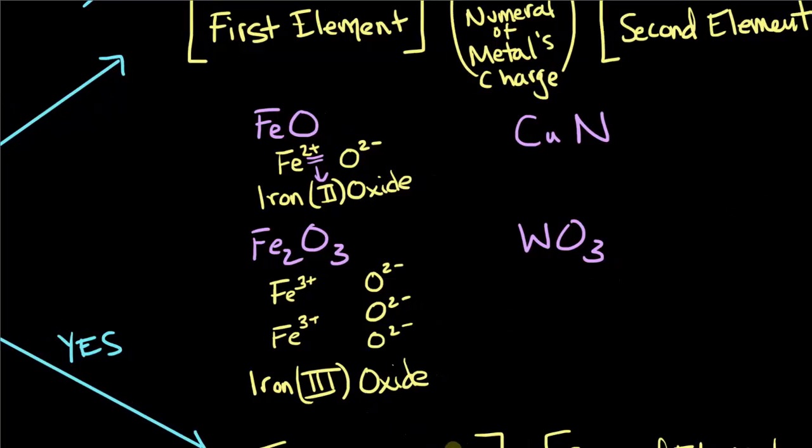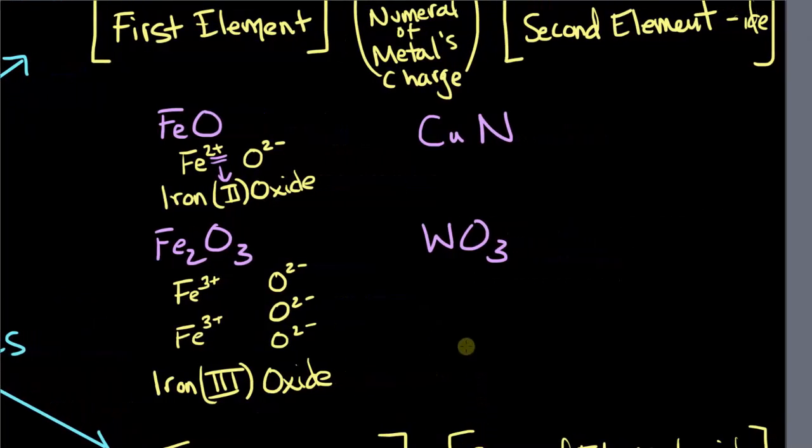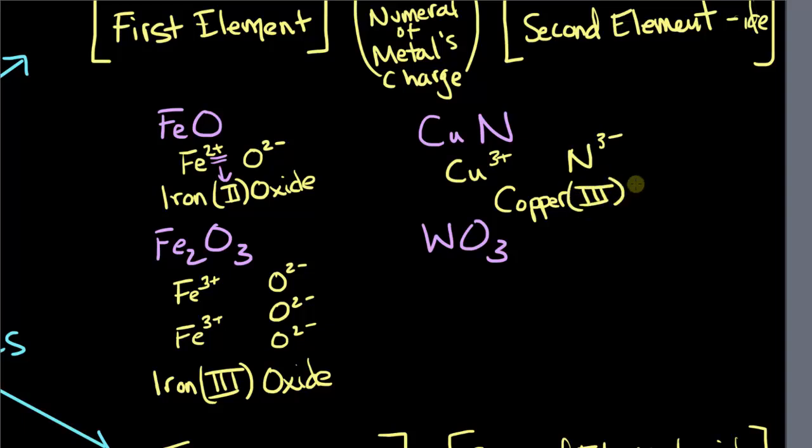So let's take a look at this copper nitride and this tungsten oxide as well. So for the copper nitride, we have, again, we're starting with what we know. The nitrogen has a charge of 3-, and the copper, well, in order to neutralize that charge, it must have a charge of 3+. So this is copper 3 nitride.